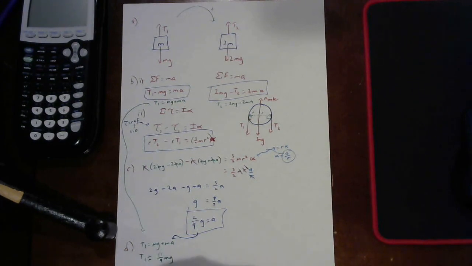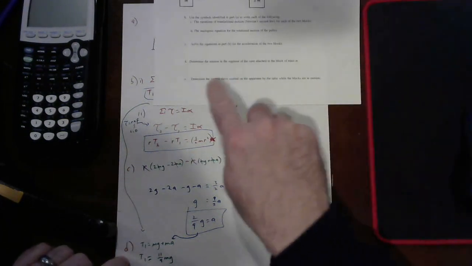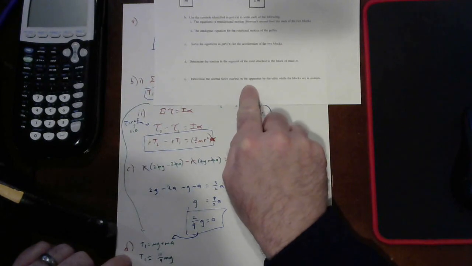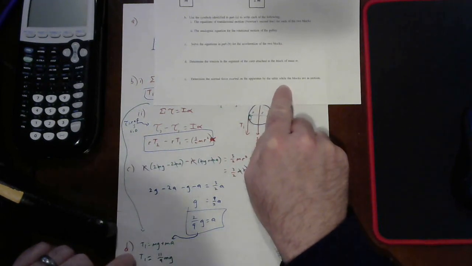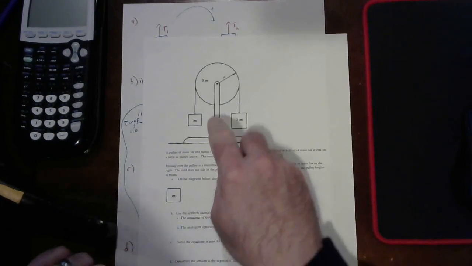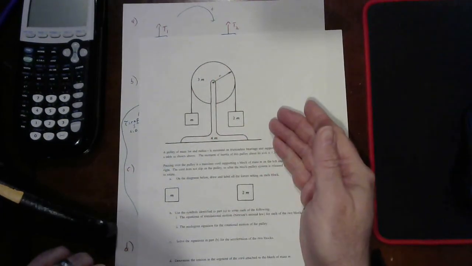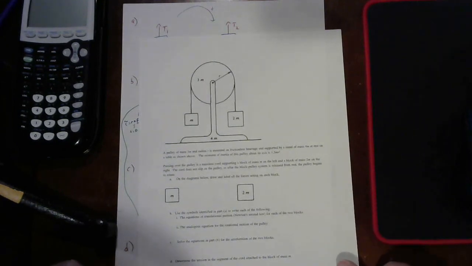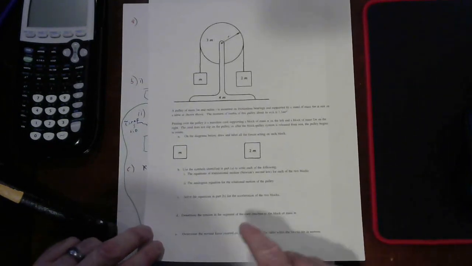Okay, we've got one last part to solve, and that is they would like to know the normal force exerted on the apparatus by the table when the blocks are in motion. So we want to know, how hard is the table pushing up on this while the system is accelerating like that? Okay, I find this part really kind of interesting to think about.